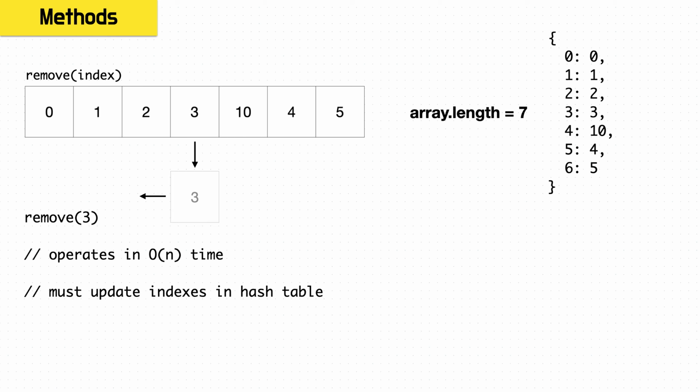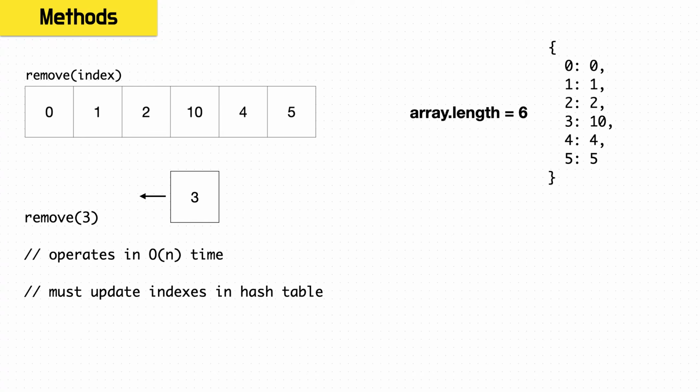And finally, to remove an item, we just remove it by index. We also return it to the user. So after it's removed, we need to update our array length. Here we went from 7 to 6. And then all the items that came after it in the array must have their indexes decremented in order to maintain the correct indexing.